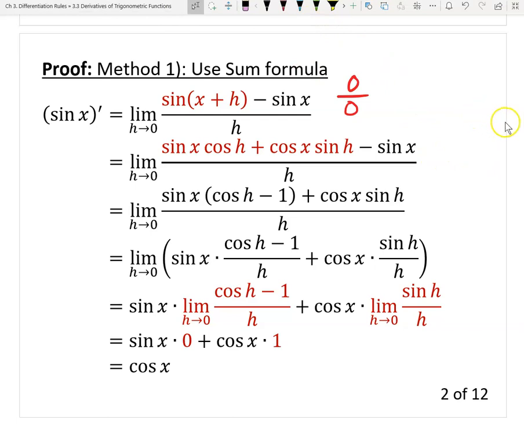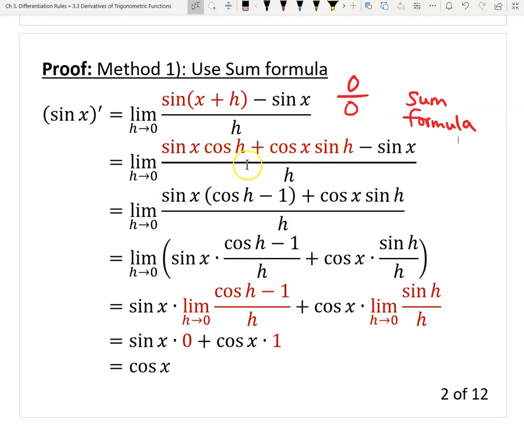Okay, we just said the sum formula. Let me write it here. Remember this. We have a sum formula, right? So we already used the sum formula, and I used the red words. Sine of x plus h equals this. If you break the two angles down into individual angles, we have a slightly complicated formula, but this works for us.